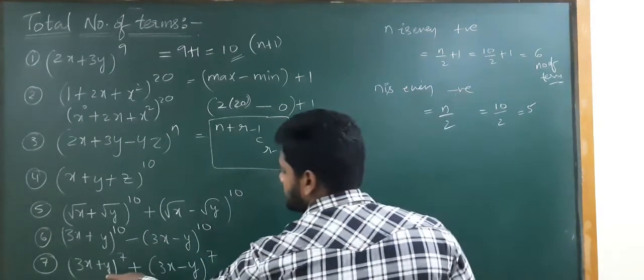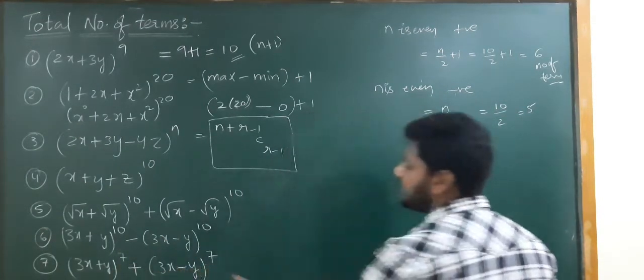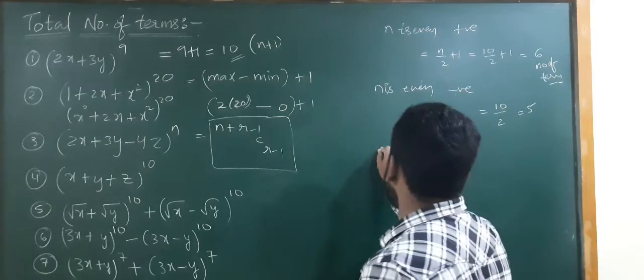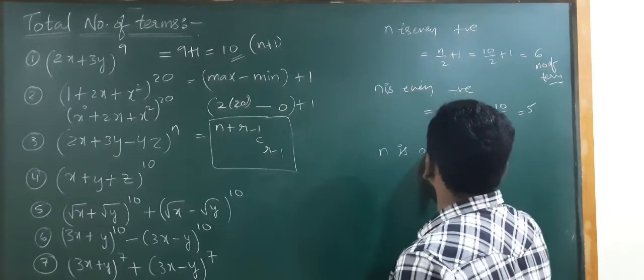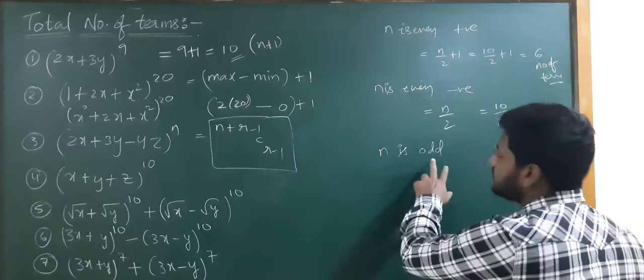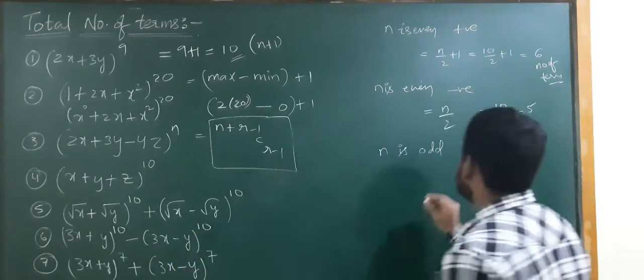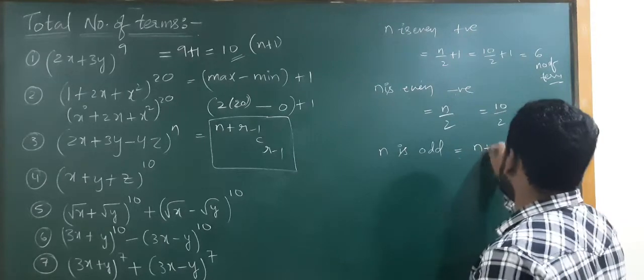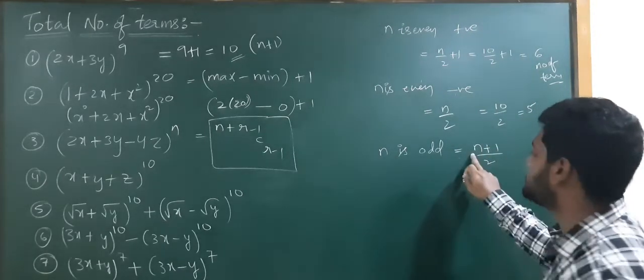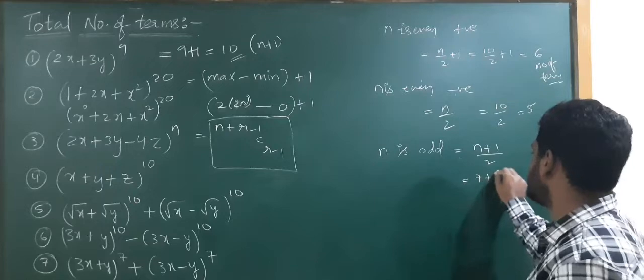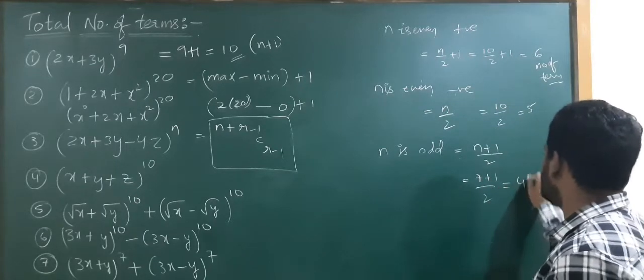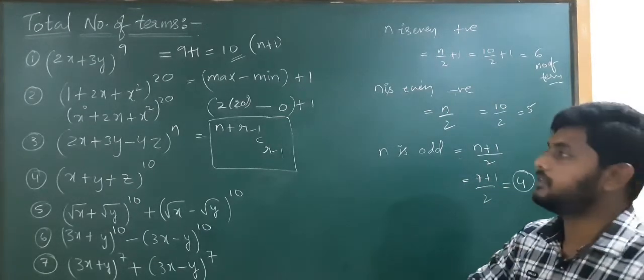Next, (3x plus y) whole to the power of 7 plus (3x minus y) whole to the power of 7. Here what is n? Even or odd? n is odd. If n is odd, it may be plus or it may be minus. There is only one formula, that is n plus 1 by 2. What is n? n is 7. So 7 plus 1 by 2, 8 by 2, nothing but 4 number of terms will be there.